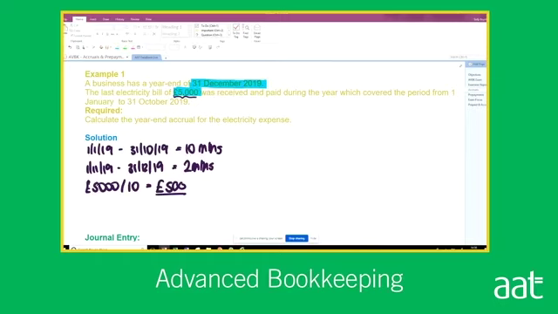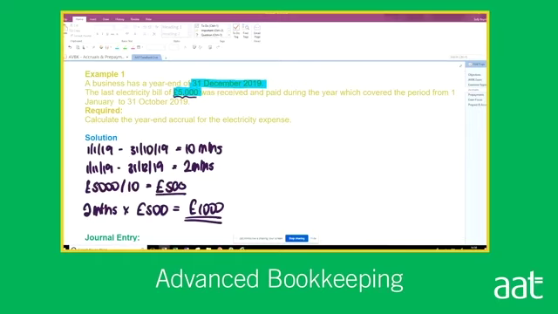So all I'm going to do now is work out what I think those 2 months' charges are going to be, for us to therefore account for it. So I'm going to take the 2 months, November and December, and times it by the 500, and that will give me £1,000. So I need to put an extra £1,000 into the electricity expense account.